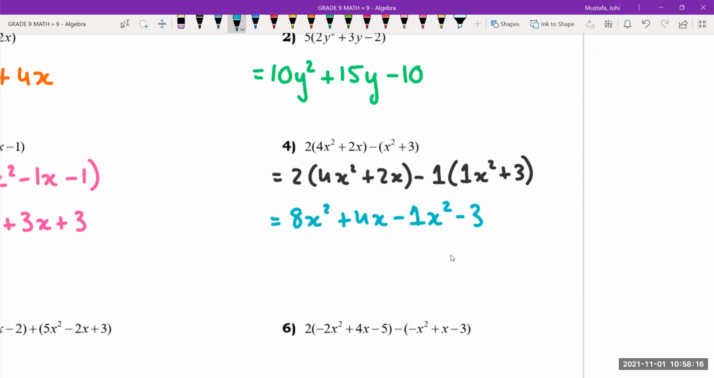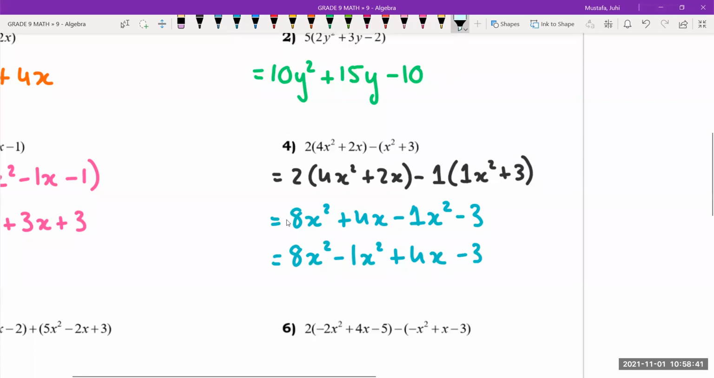Okay, are we done this question though? Why aren't we done the question? Ari? Yeah, so we're gonna collect like terms, what we did before. We're gonna put all of the x squared terms close together. So it's gonna be 8x squared minus 1x squared. Then I have a +4x and a -3.